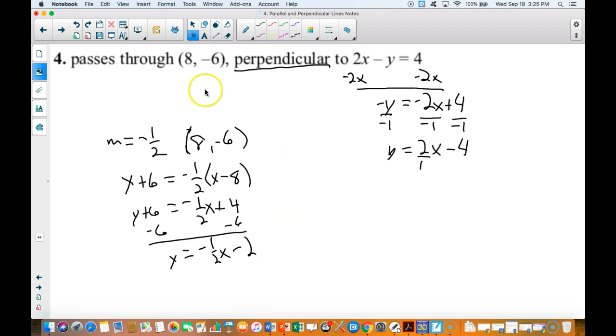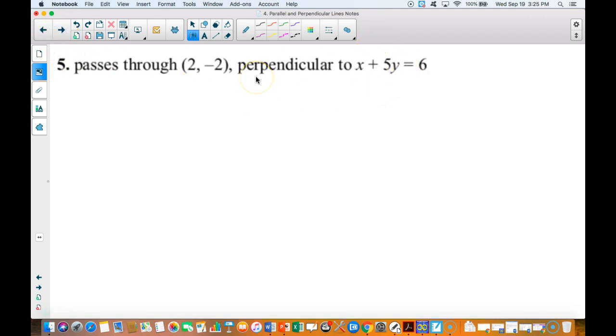All right, so I want you guys to again pause the video and try number 5. It's a similar idea, okay, where we first need to solve for y. This is not in slope-intercept form. So the first thing we need to do is get this into slope-intercept form. Right, so go ahead and do that.